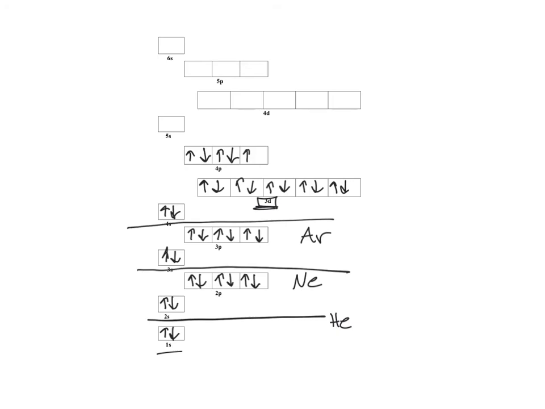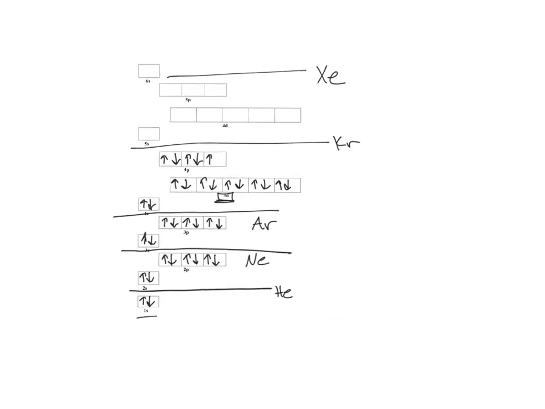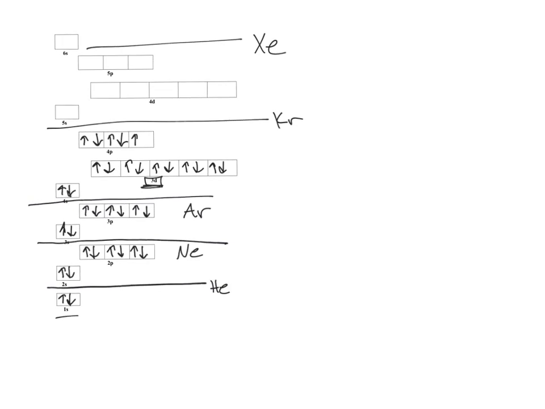If you stop at 4p6, that is where krypton ends. And so on and so forth. 5p is xenon. You get the picture. You can figure that out. So if you need to write the orbital notation, you can do so in an abbreviated manner by just starting with a certain noble gas.